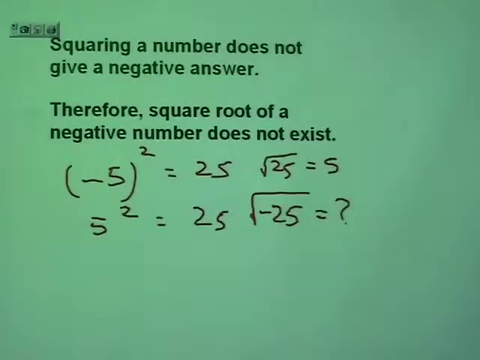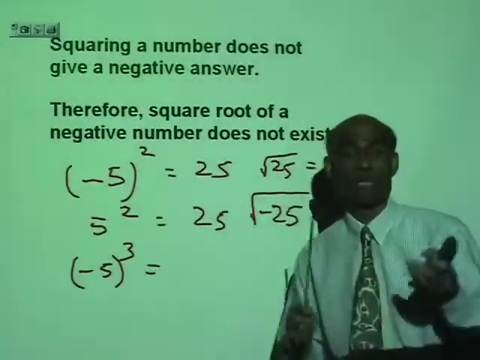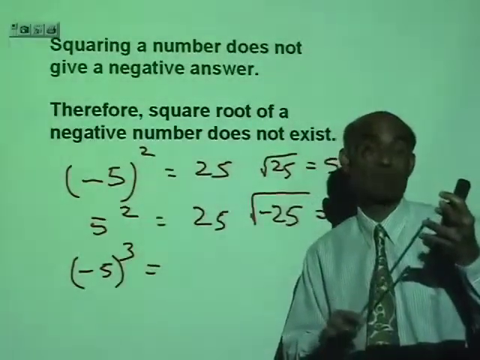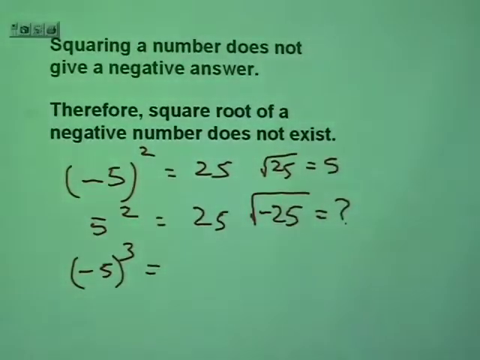You know that negative 5 to the power of 3. Anybody tell me what is the value of this? What is the value of negative 5 raised to the power of 3? Negative 5 is multiplied by itself 3 times. That will be negative 125. That means, what is cube root of negative 125?